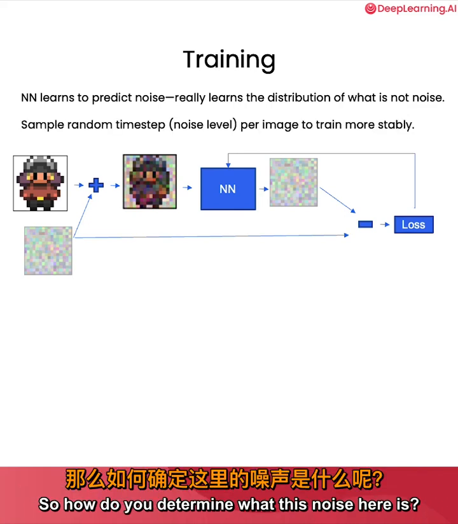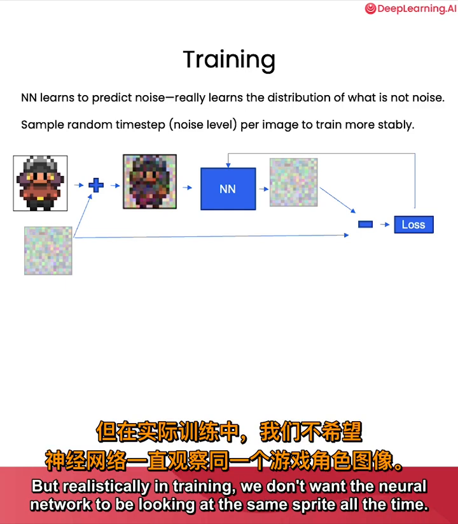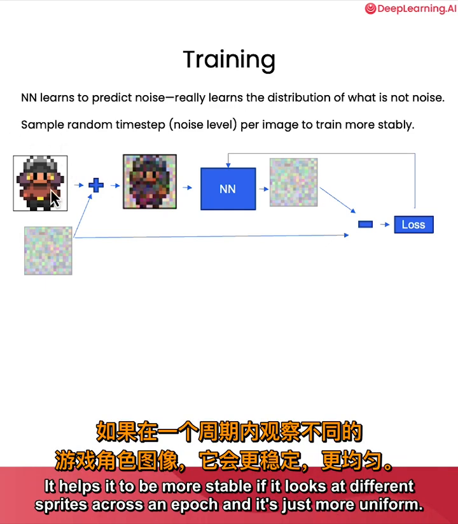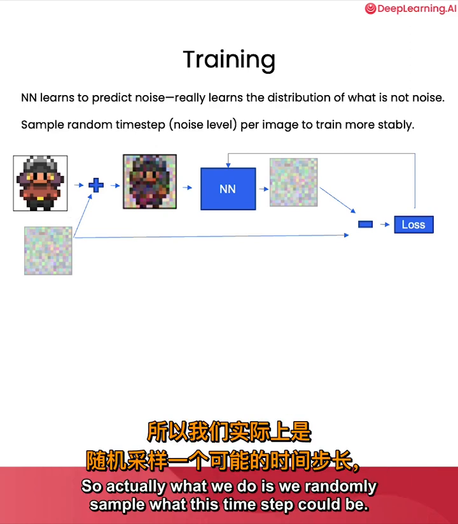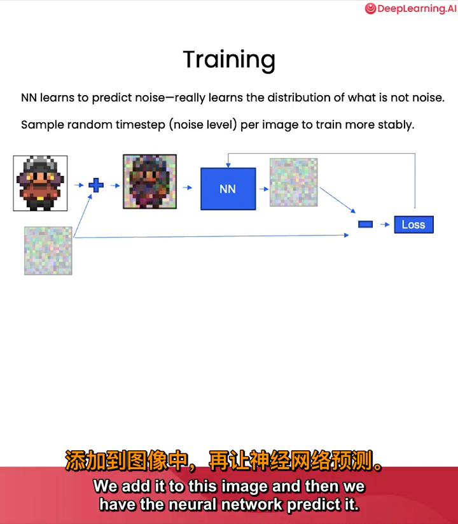So how do you determine what this noise here is? You could just go through time and sampling and give it different noise levels. But realistically, in training, we don't want the neural network to be looking at the same sprite all the time. It helps it to be more stable if it looks at different sprites across an epoch, and it's just more uniform. So actually what we do is we randomly sample what this time step could be. We then get the noise level appropriate to that time step. We add it to this image, and then we have the neural network predict it.